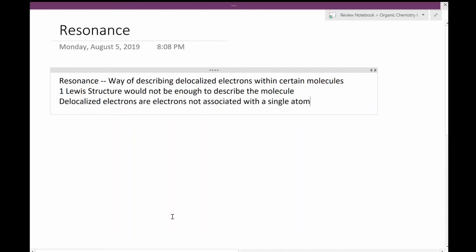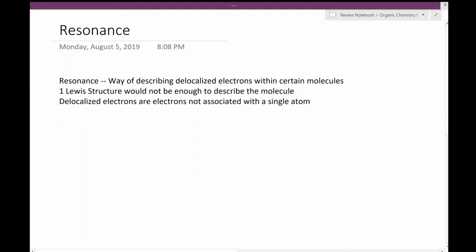Hello, welcome back. So today we're going to talk about resonance in organic chemistry. Just to start off getting our definitions down, resonance is a way of describing delocalized electrons within certain molecules. One Lewis structure would not be enough to describe this molecule because we have these delocalized electrons and it's not associated with a single atom. So we have to show this lone pair of electrons on all possible atoms.